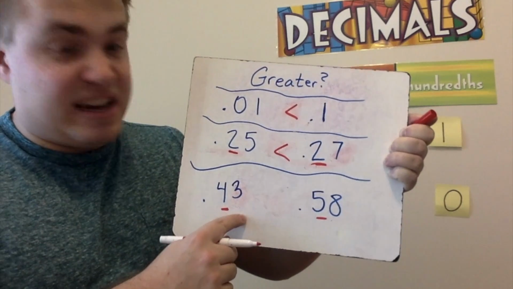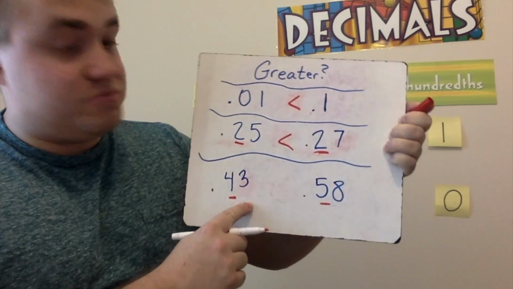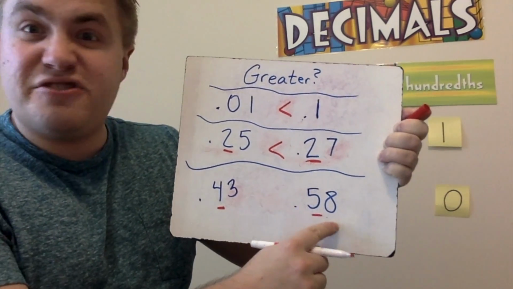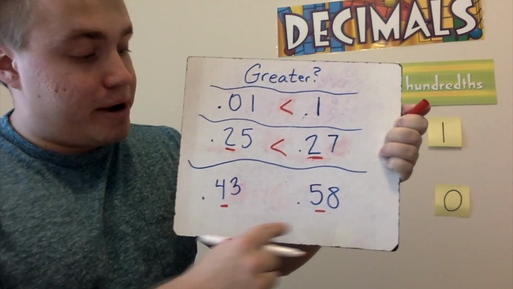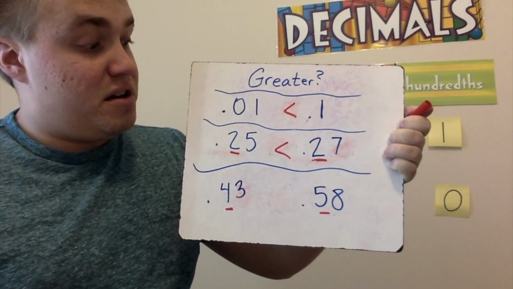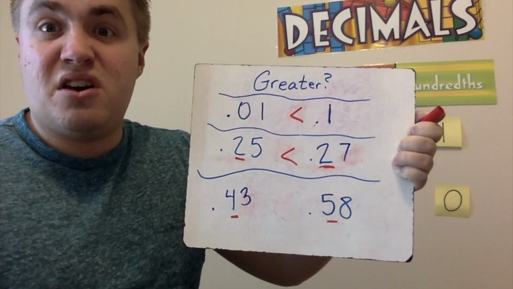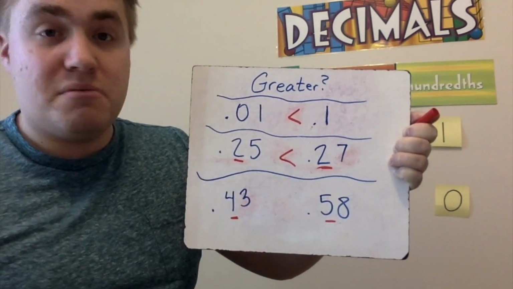Even if this hundredths place value was more than that hundredths place value, we only need to compare the tenths and figure that out, unless our tenths are equal, like we had up here.